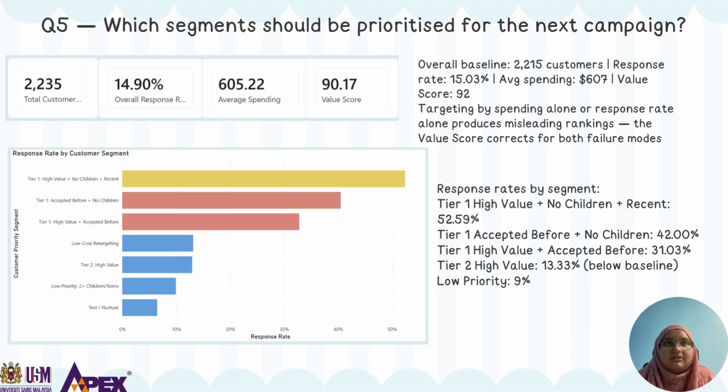Our baseline is 2,215 customers with about 14.90% response rate, $605 average spending, and a value score of 90. Targeting by spending or response rate alone misleads. The value score, spending multiplied by response rate, corrects for both. The bar chart shows 3 Tier 1 segments pulling well ahead, with about 52.59%, about 42%, and 31.3%, versus Tier 2 high value at just 13.33%, below the overall average.